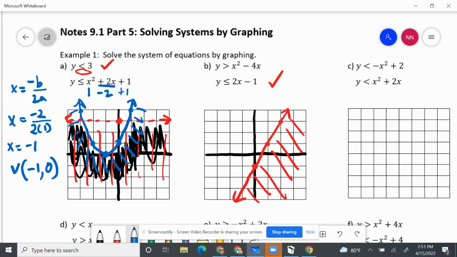For the quadratic, once again, it has a b value. So x equals negative 4 over 2 times 1. Negative is a positive. 4 divided by 2 is 2. So my vertex would be at x equals 2. 2 squared is 4. 4 times 2 is 8. 4 minus 8 is negative 4. So 2, negative 4, and I follow the same pattern.